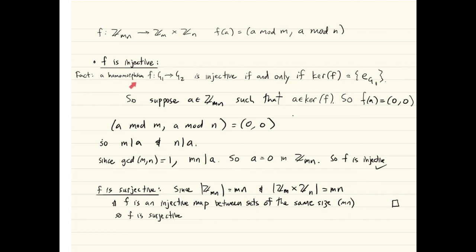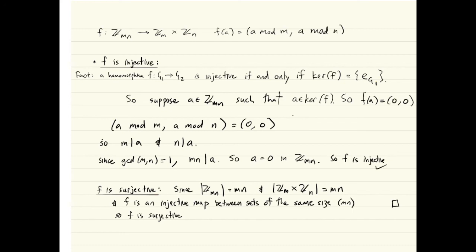Again, that's using this fact here, that a homomorphism between groups is injective if you check it by just computing the kernel. In other words, asking what elements on the domain side, like in this case Z mod MN, map to the 0 element of the target side.